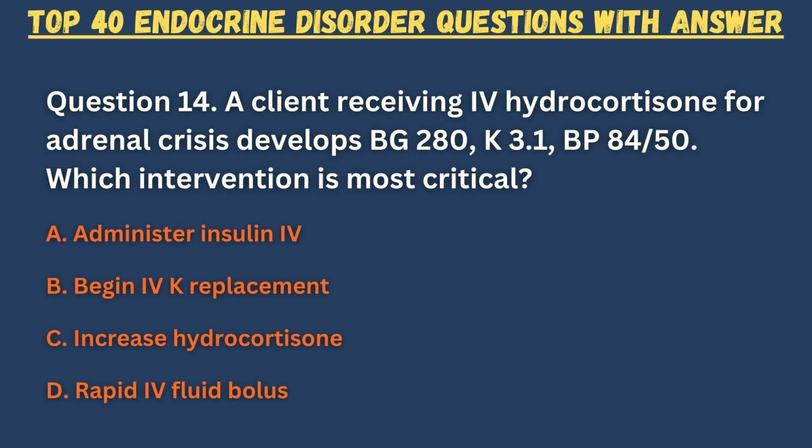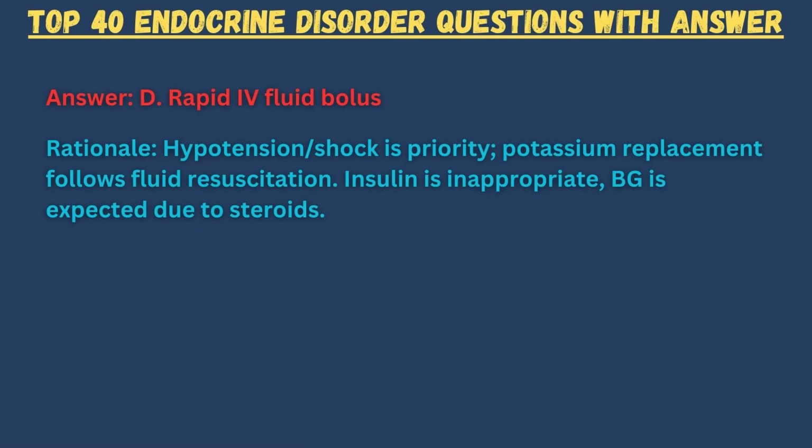Question 14. A client receiving IV hydrocortisone for adrenal crisis develops BG 280, potassium 3.1, blood pressure 84/50. Which intervention is most critical? A. Administer insulin IV. B. Begin IV potassium replacement. C. Increase hydrocortisone. D. Rapid IV fluid bolus. Answer: D. Rapid IV fluid bolus. Rationale. Hypotension/shock is priority. Potassium replacement follows fluid resuscitation. Insulin is inappropriate. Elevated BG is expected due to steroids.